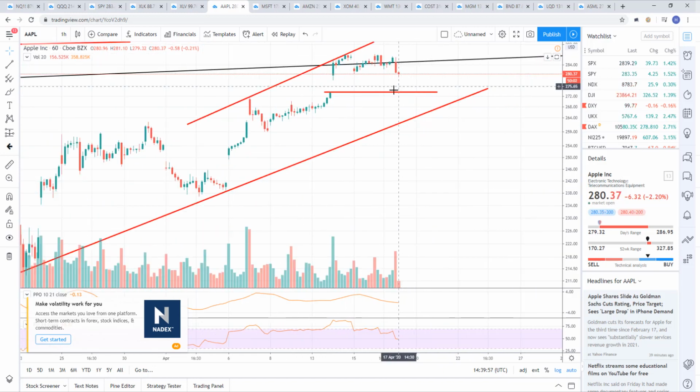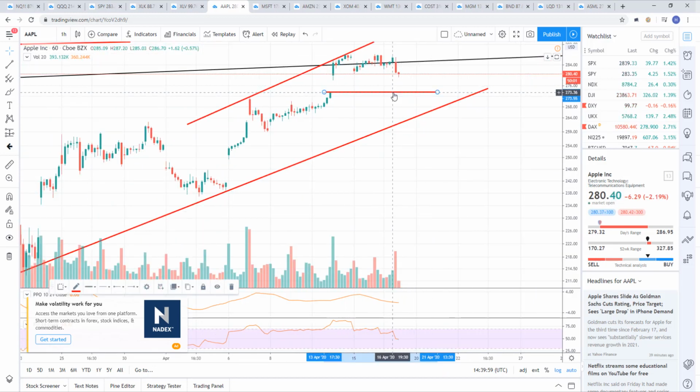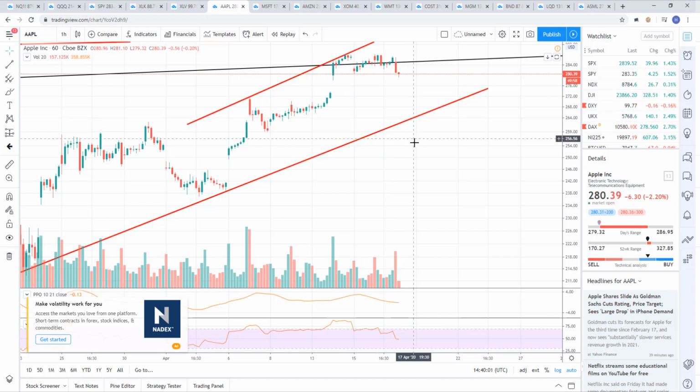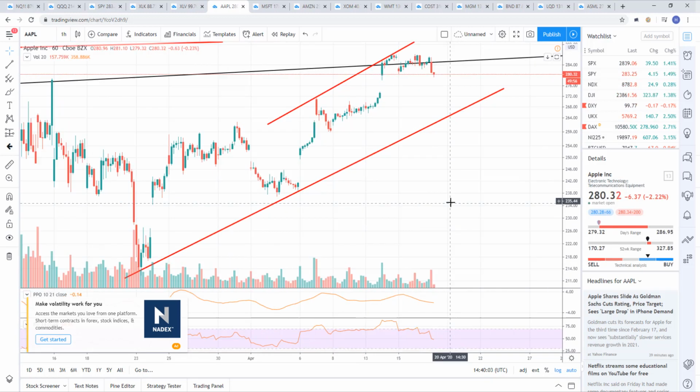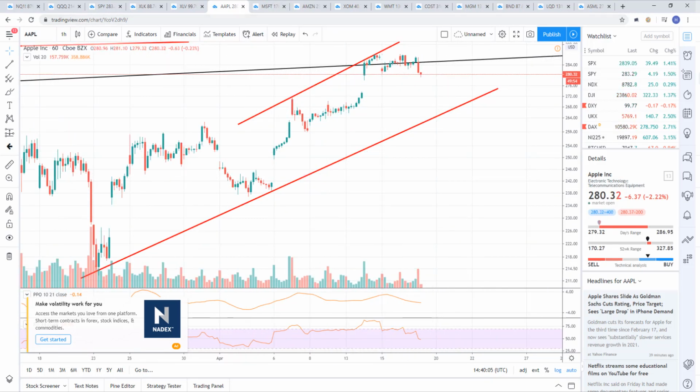That's as far as I can take this on the short term. If that breaks and we start to head a little lower, then we'll look at some longer time frames. But that's what I'm seeing right now. I'm going to jump around a little bit here.